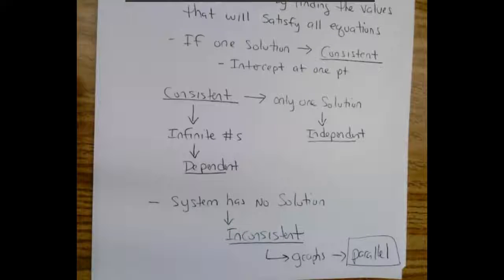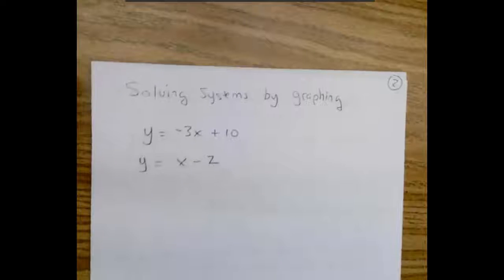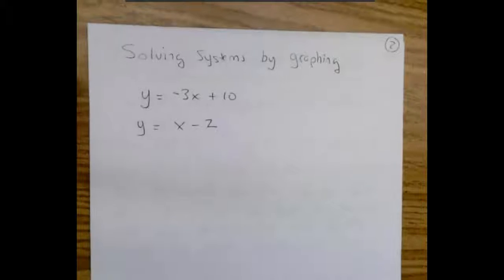Let me pause this, and I'll go to the next page. What I'm going to show you next is how you apply this. How do you graph these and then see what the solution for that system is? Here we have two linear equations, y equals negative 3x plus 10 and y equals x minus 2. We're going to take a piece of graph paper and graph this. Let me get the graph paper ready, and then I'll go over with you how to solve these problems.